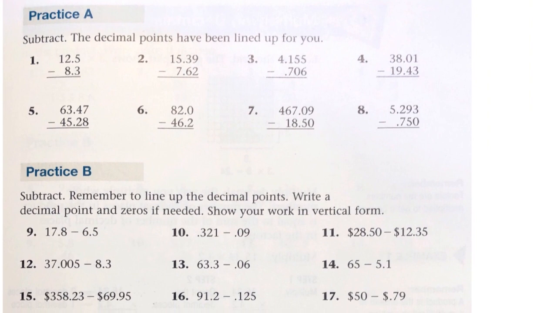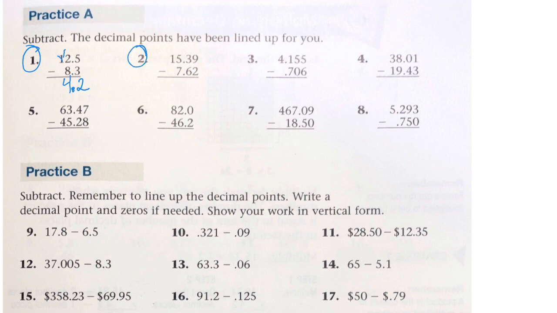So for practice A, subtract. The decimal points have been lined up for you. So for number 1, 5 minus 3 is 2. We can't take the 8 from 2, so we regroup, and now that 2 becomes 12. Now 8 from 12 is 4, and bring down the decimal in the same column.